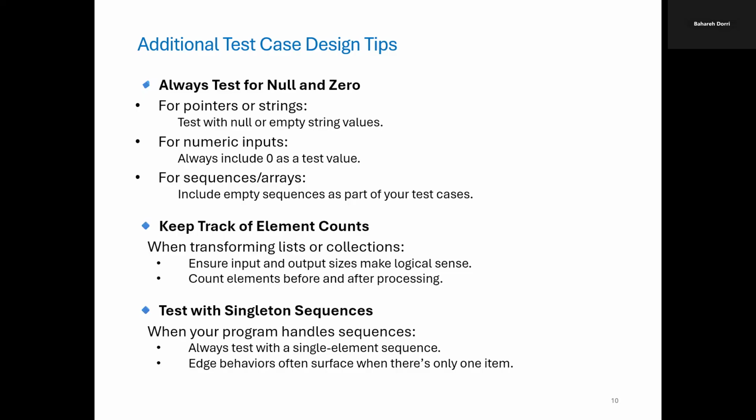And here is a small but powerful tip. Test with a single element in your sequence. You'd be surprised how many bugs show up only when there is just one thing in the list. One is not like the others, literally. So remember, check your edge cases and don't forget the quiet values like null, zero, and one element list. They will tell you a lot about the reliability of your code.